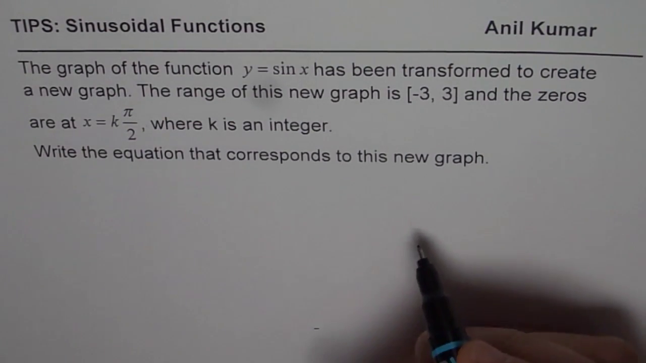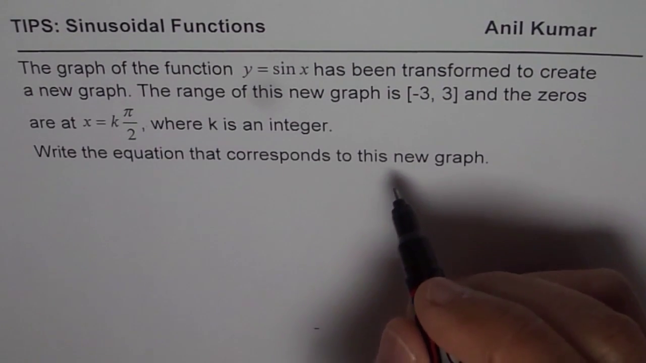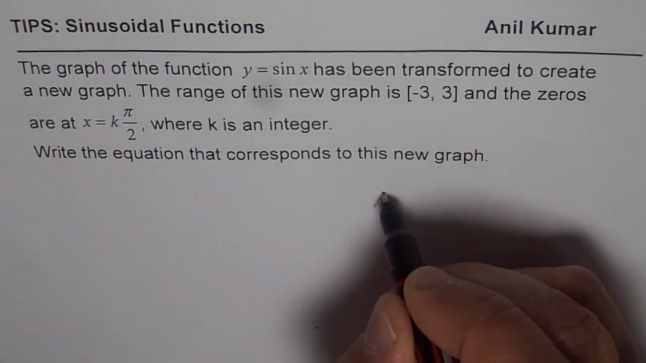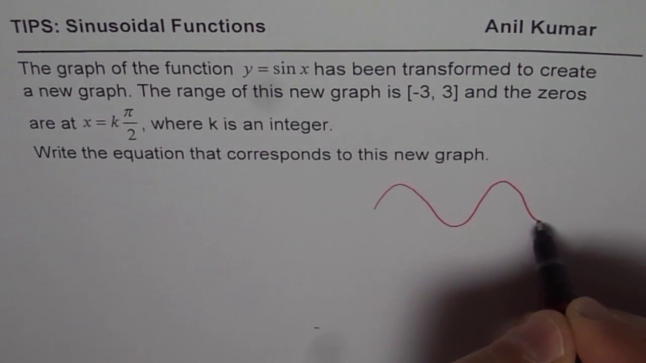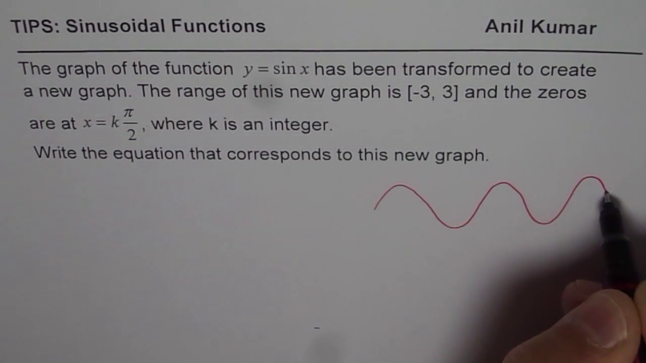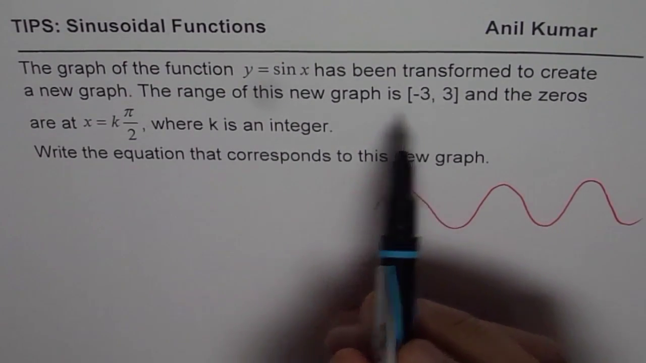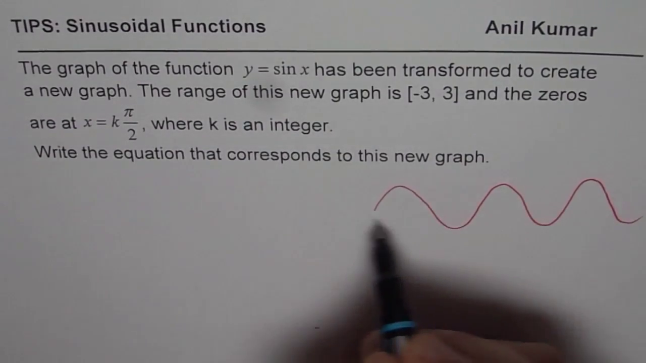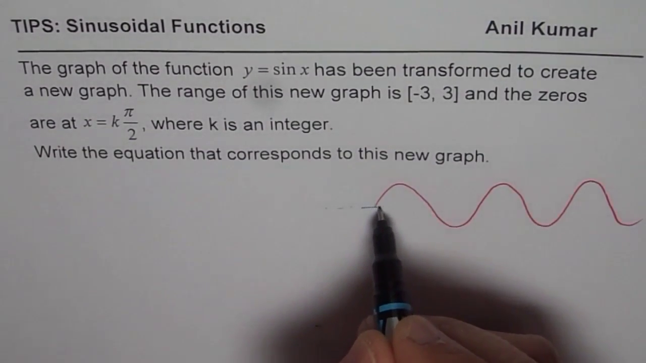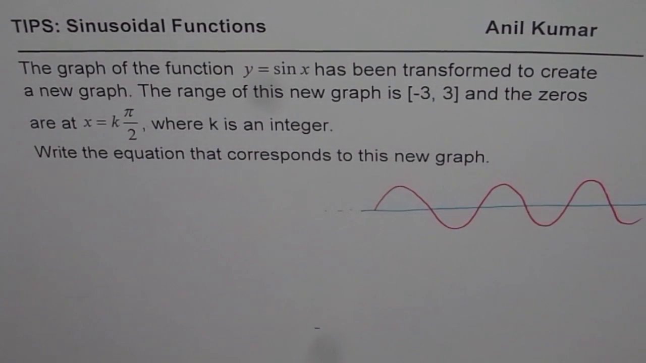Now, to answer such a question, it's a good idea to sketch and then think about the equation. So let me sketch the sine function first. This is my sine wave. And then we know that the range is from -3 to +3. That means the axis is right through the center. So we could draw the axis kind of like this. So that becomes the axis.